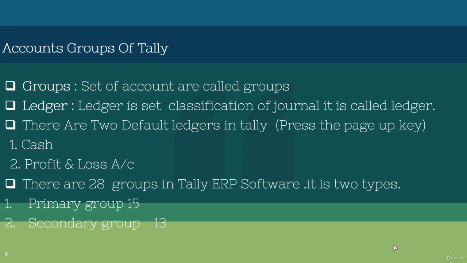It's called a ledger. There are two default ledgers in the Tally software. If you press the Page Up key, you can see the Cash default ledger as well as the Profit and Loss Account default ledger. And there are 28 groups in total, of two types: primary groups, 15, and secondary groups, 13.